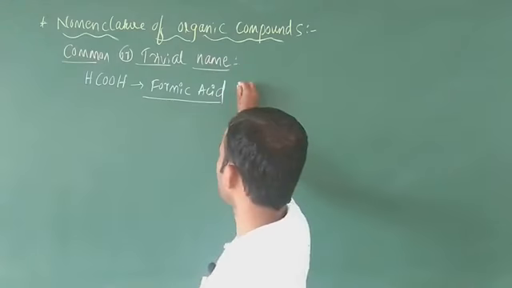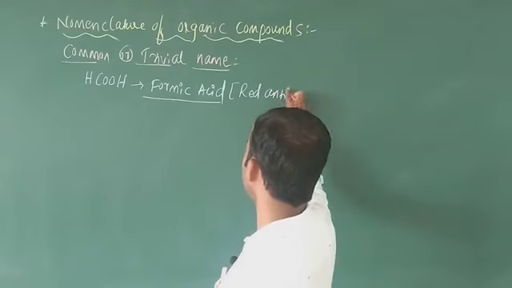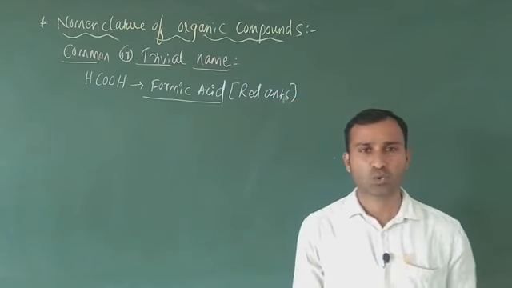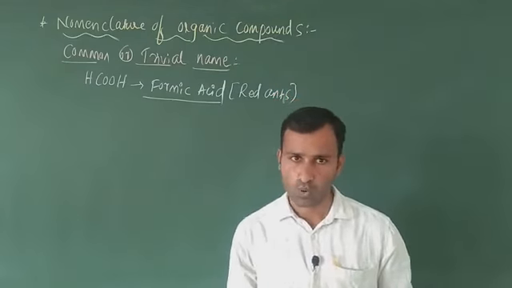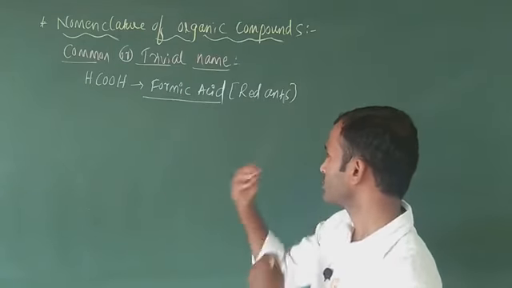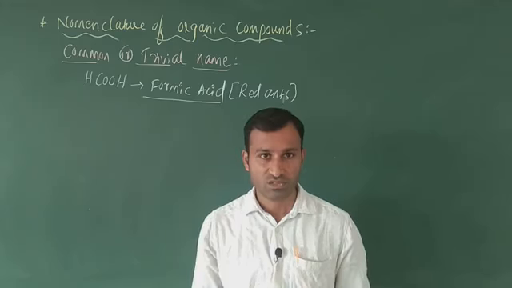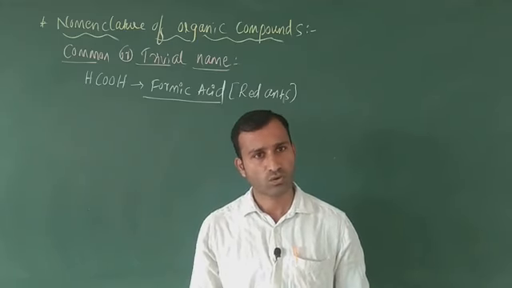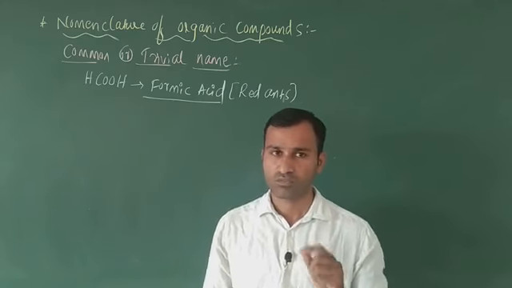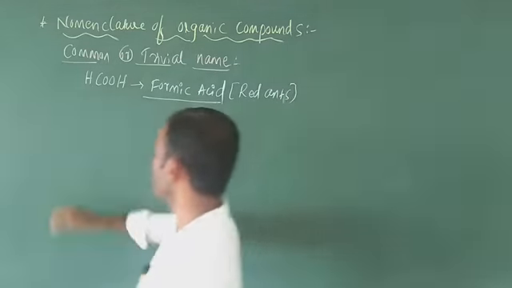Formic acid is present in red ants. The word comes from formicus, which is a Latin word. That is why it is called formic acid. You know that when a red ant bites, you start itching. Why? Because of the red ant's fluid, and that fluid is formic acid.